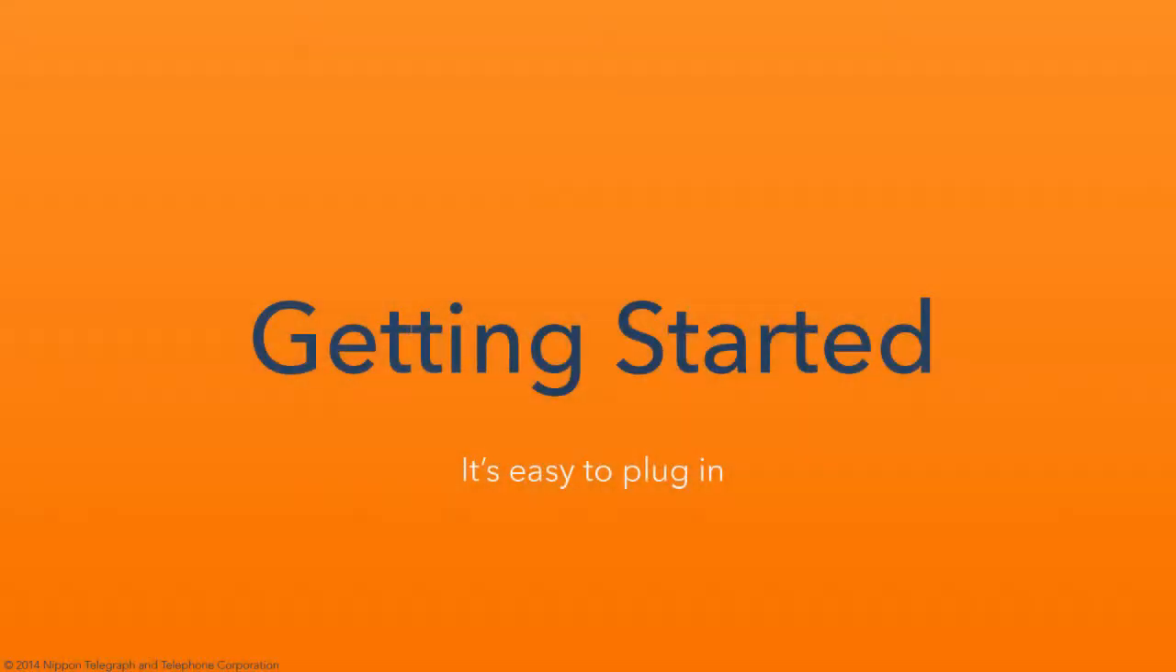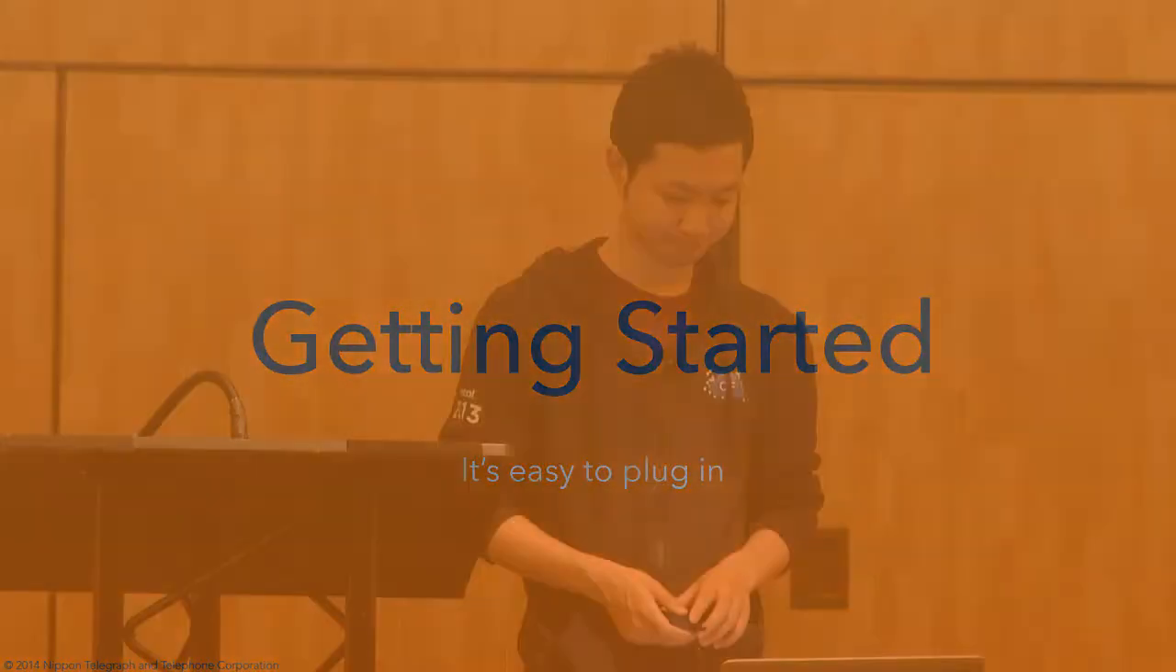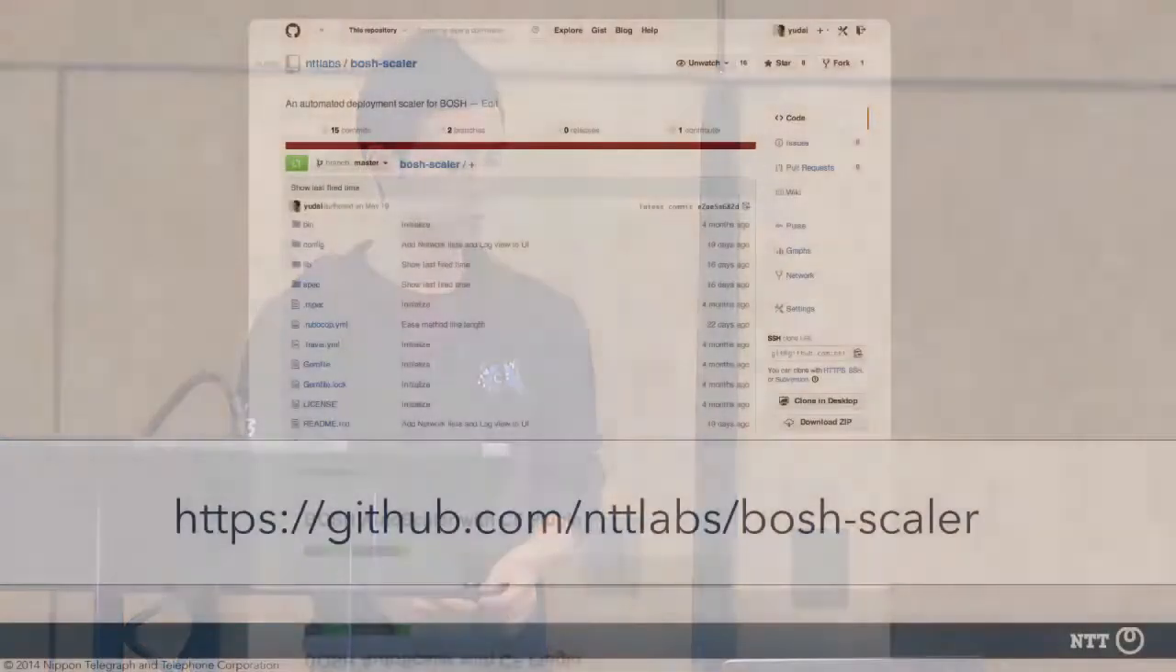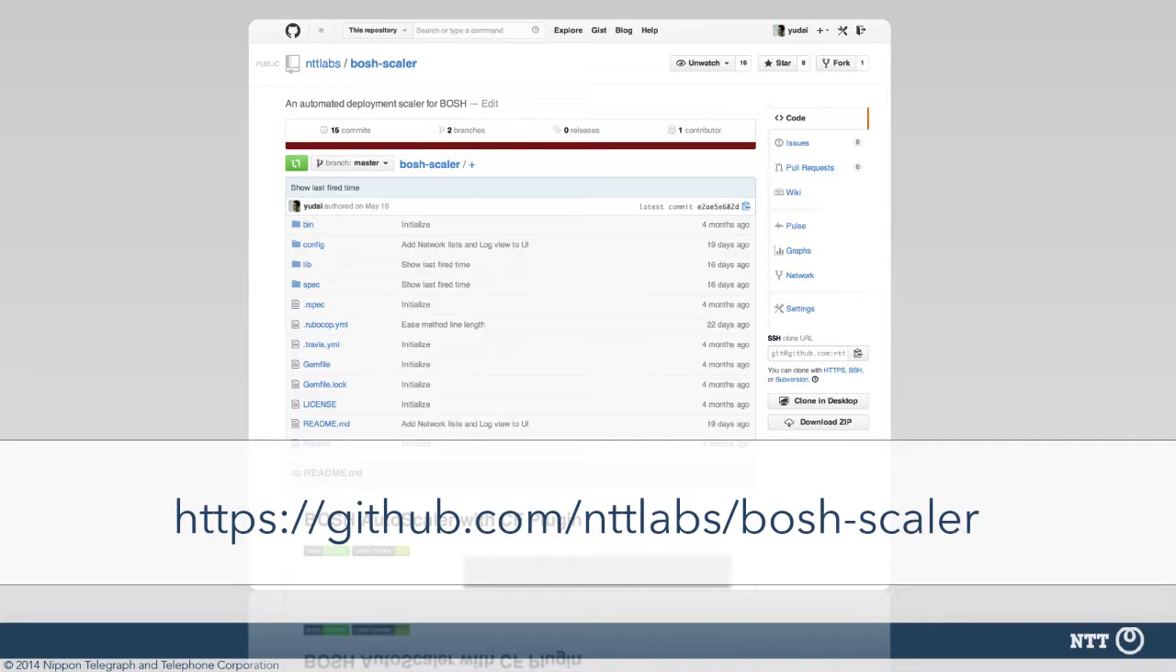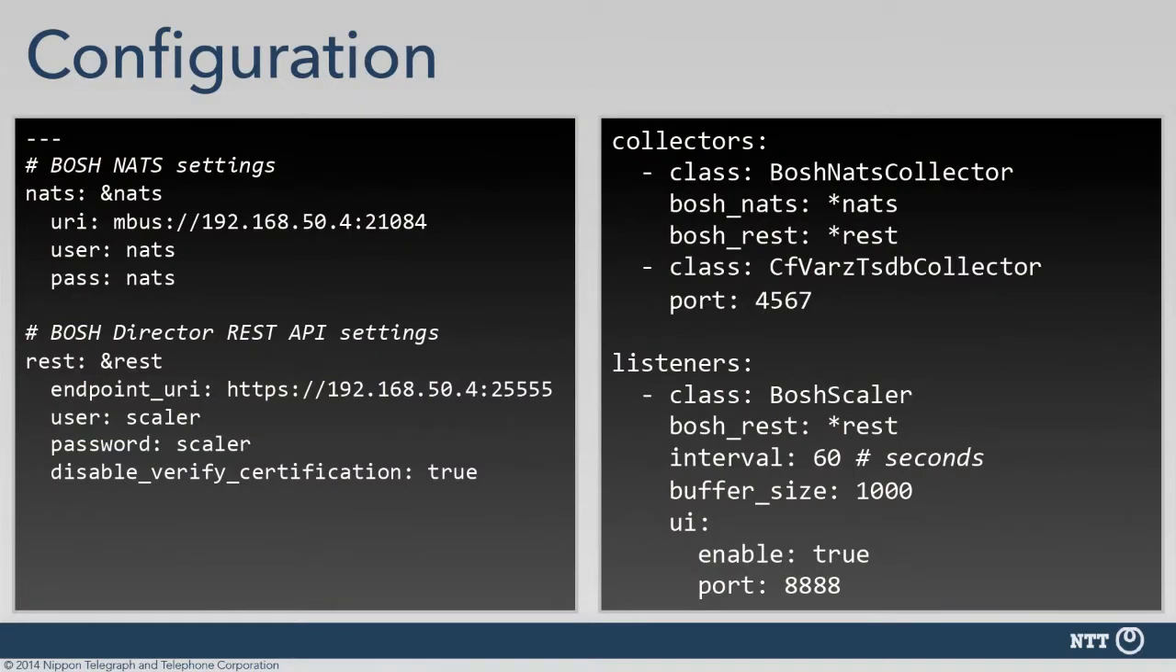Finally, let's see how to get started with BOSH AutoScaler. There is nothing difficult to start the BOSH AutoScaler. What you need to do is just clone the repository from GitHub and edit the configuration file according to your environment. And then launch a process. The configuration file of the BOSH AutoScaler is quite simple, as you see. What you need to change is only the host names and credentials of the NATS server and the director server of BOSH.